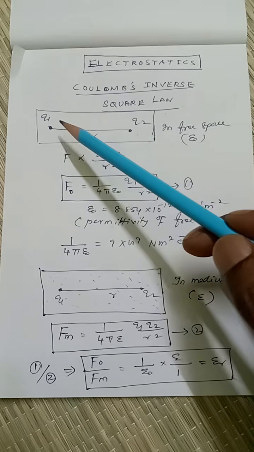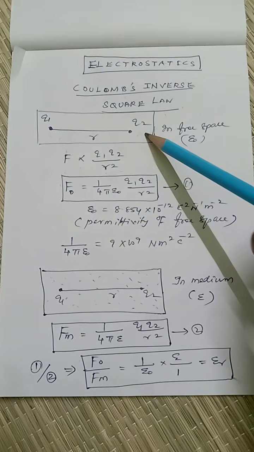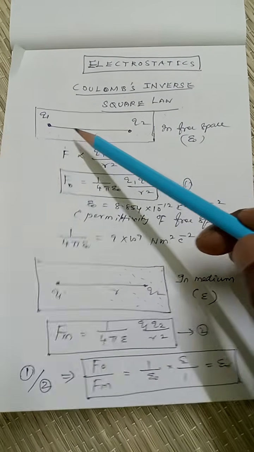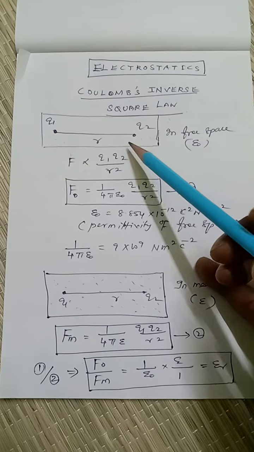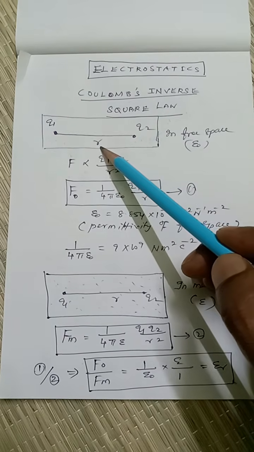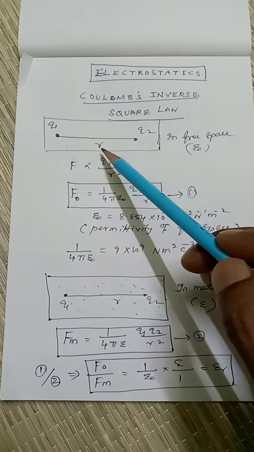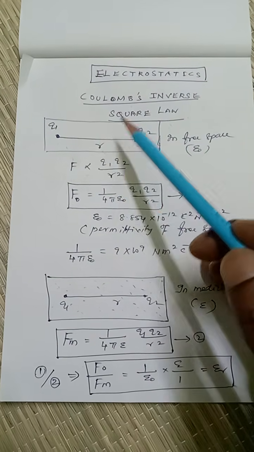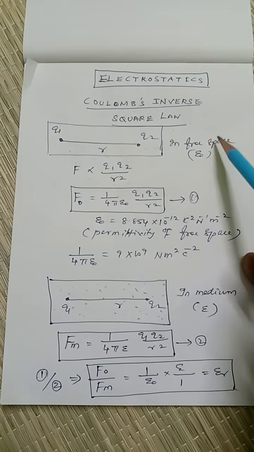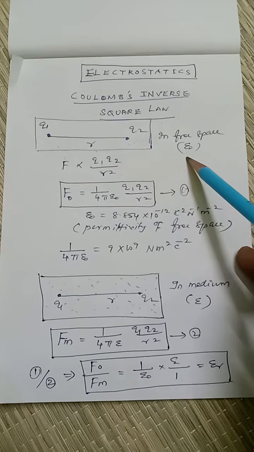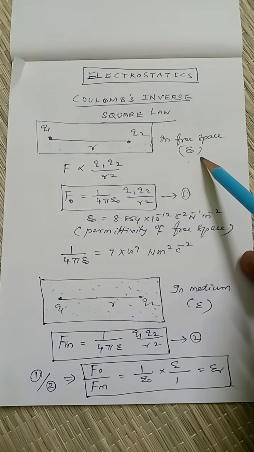See here, there are 2 point charges Q1 and Q2. They are placed at a distance r, that is, the distance of separation between the two charges is r. They are placed in free space. This epsilon naught represents the permittivity of free space.